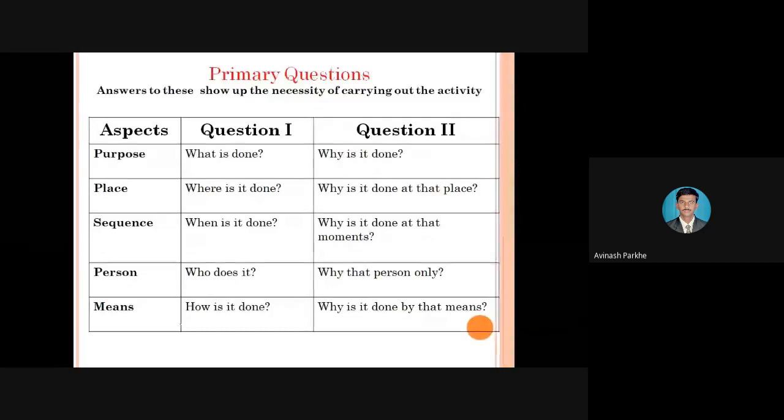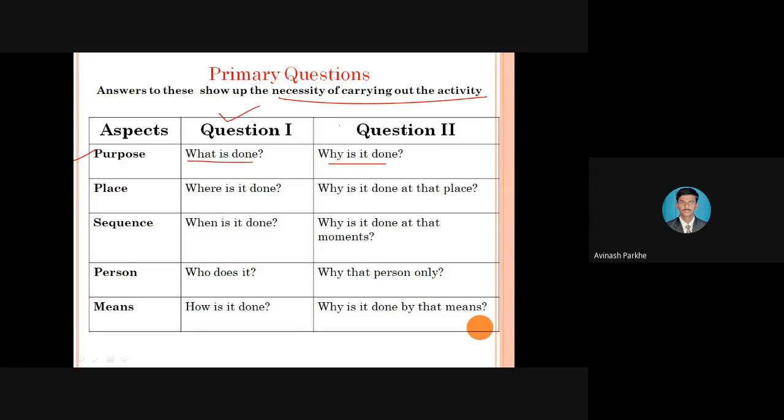So just now we have discussed that the primary questions tell that answers to this show up the necessity of carrying out the activity. And how will the question be asked in the primary question? You can see here. So what is the first aspect? Purpose. What is to be done and why is it to be done? Question number 1. If I have selected any method for the modification process, what is to be done? What type of modification do I have to go for? Which types of modifications do I have to go for? So this will be asked by this particular question number 1.